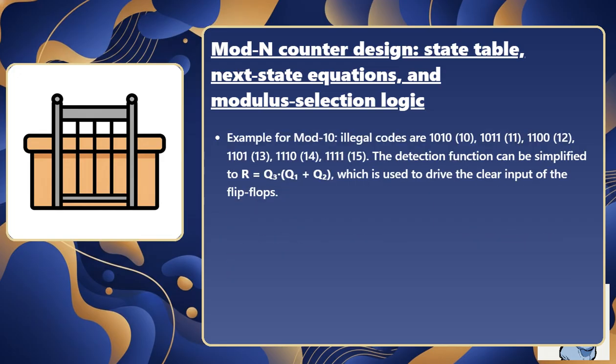For example, for mod 10, illegal codes are 1010 (10), 1011 (11), 1100 (12), 1101 (13), 1110 (14), 1111 (15). The detection function can be simplified to r equals q3 and (q1 plus q2), which is used to drive the clear input of the flip-flops.